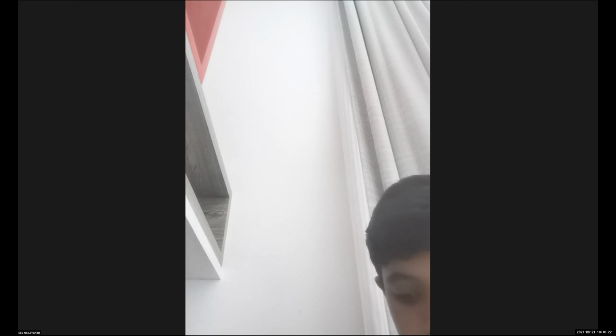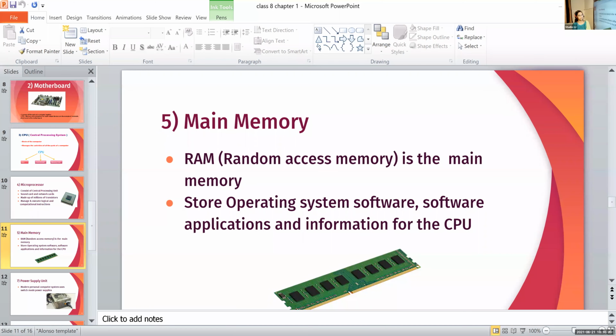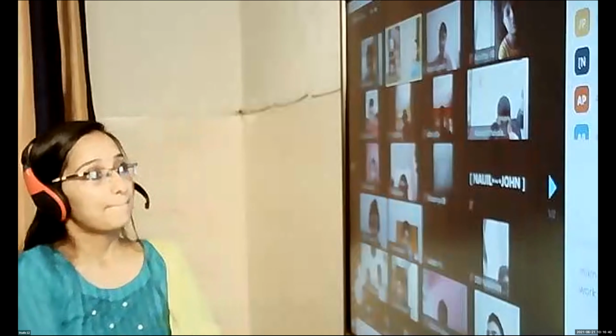I'll share my screen. Check the spelling of random access memory. See, RANDOM, random access, ACCESS, memory, MEMORY. This is the main memory. Okay.